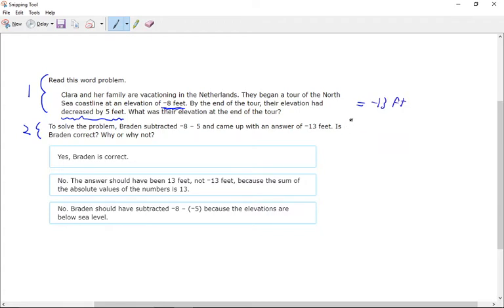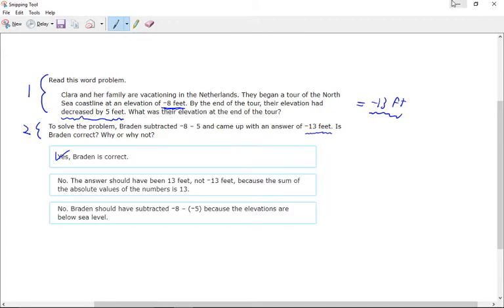Now that we have our answer from the first paragraph, let's look at the second. To solve the problem, Braden subtracted -8 and then subtracted 5 and came up with an answer of -13 feet. Is this correct? So is the answer that Braden got corresponding with our answer? Yes, it is. We both got -13 feet.